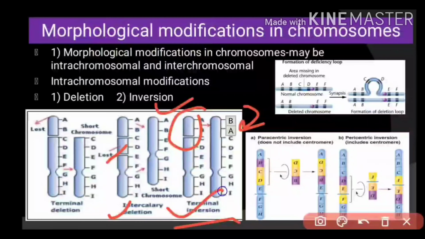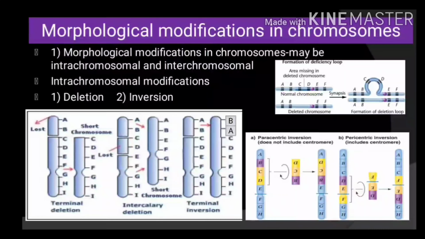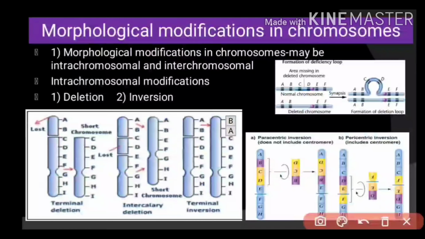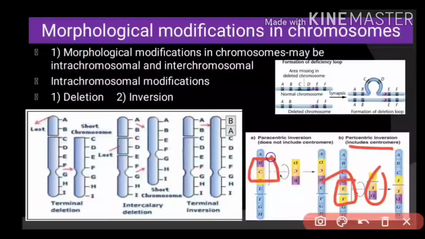This is the inversion. If the inversion involves the centromere, as you can see in this figure, and this part is reversed because it involves the centromere, we call it a pericentric inversion. If the centromere is not involved, then it is considered a paracentric inversion.